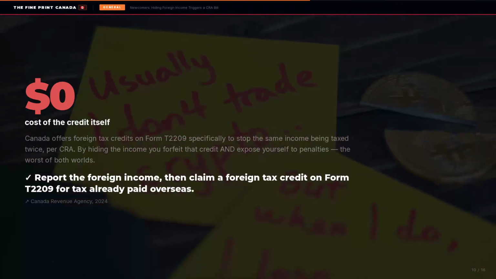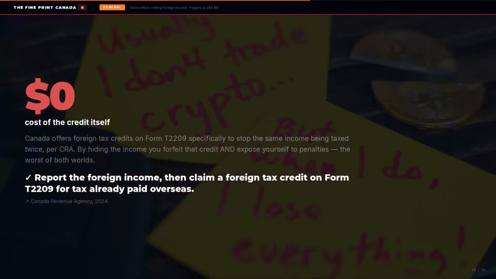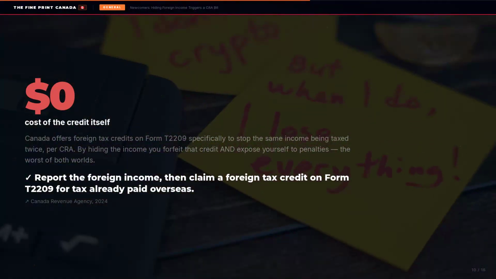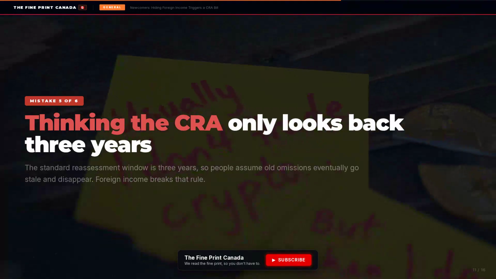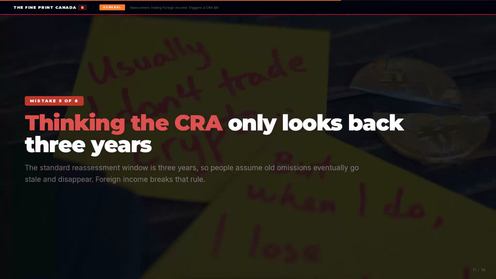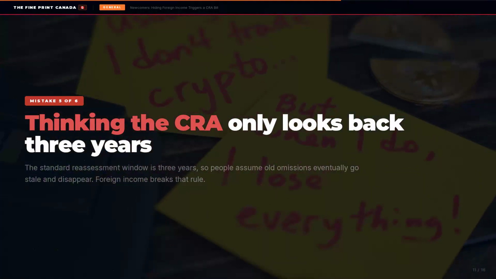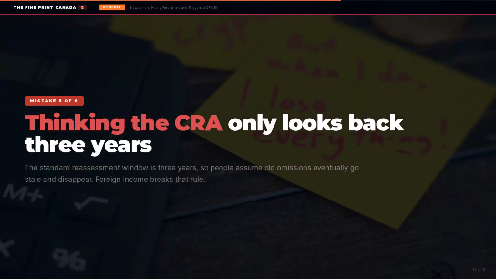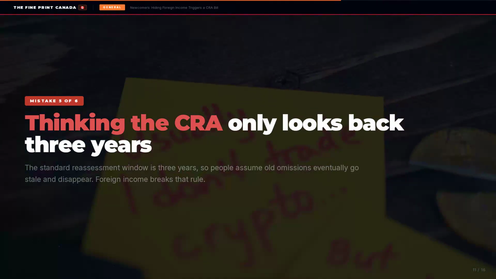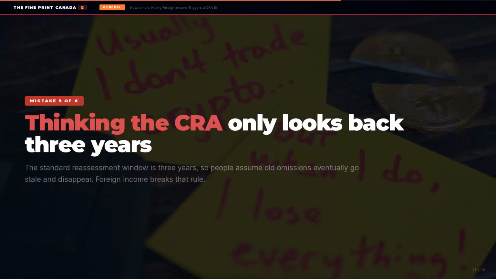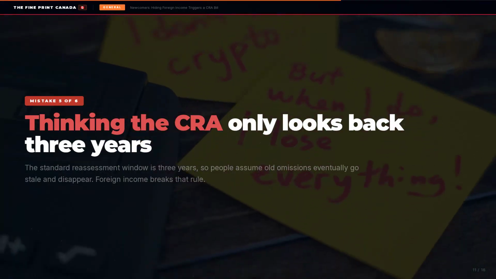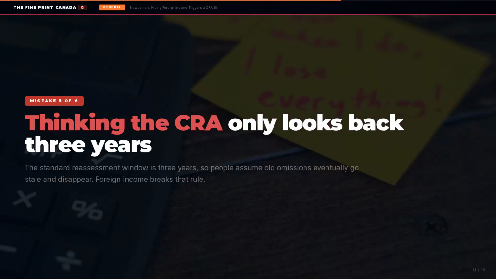The fix. Report the foreign income, then claim the credit for tax you already paid overseas. Before I get to the last mistake, the most counterintuitive one, the one you're probably making right now, here's the fifth. People assume the CRA can only reach back 3 years, so any old omission eventually goes stale and vanishes. For most tax matters, that's roughly true, but foreign income is treated differently, and that changes everything about your exposure.